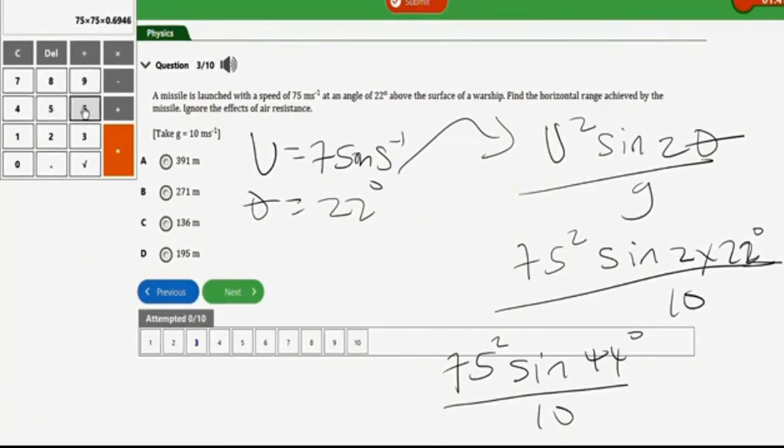0.6946 if you are leaving it at 4 decimal places. So let's punch it and see what it's going to give us. We divide this by 10. So your final result will be 390.7125. If you approximate it to the nearest whole number, you're going to have 391. So the correct option in this question is option A, 391 meters. That will be the range of projection. Alright, so that's it for this question. Let's wipe this now and solve the next repeated question.